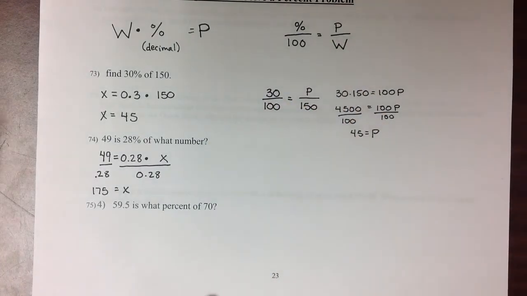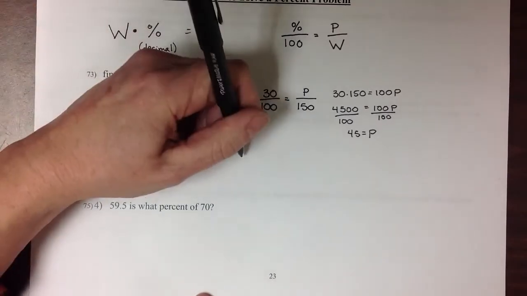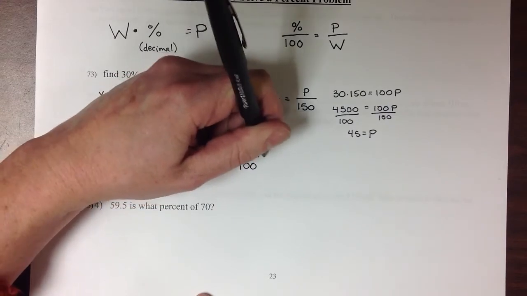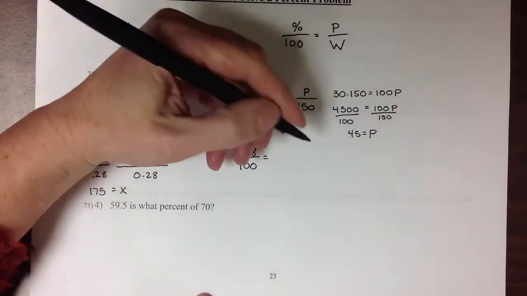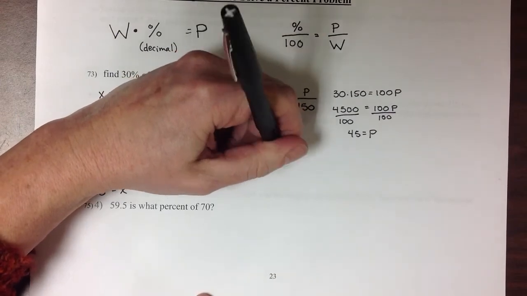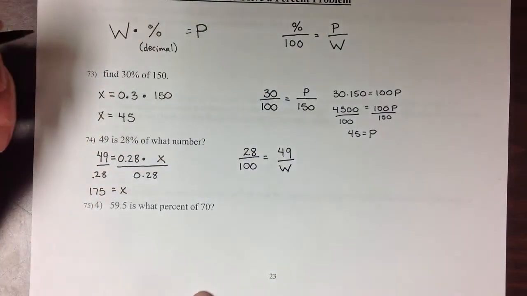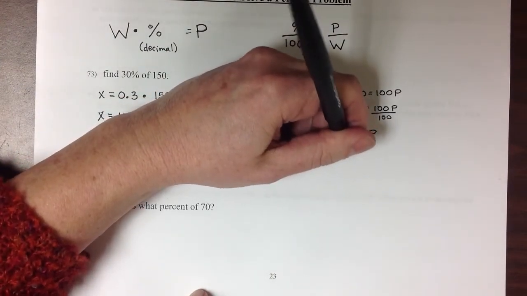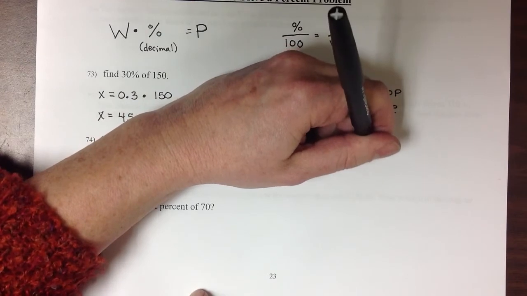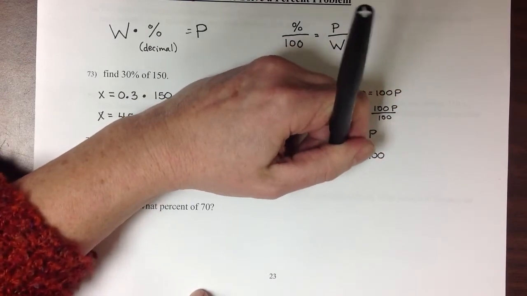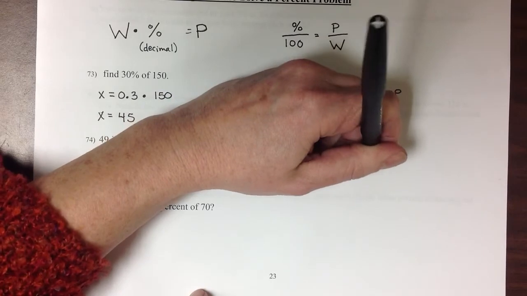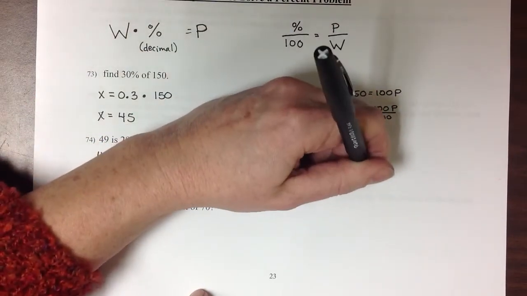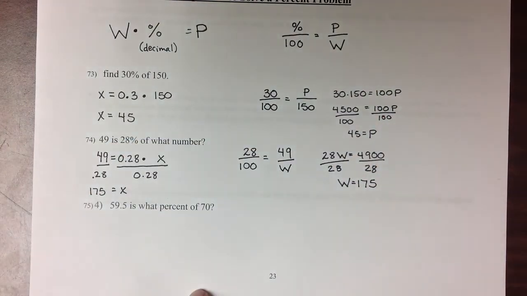To solve the same problem using the percent proportion, I put the 28 over 100. This time, I know that 49 is my part. What I don't know is the whole amount that I started with. So using cross products again, I get 28W is equal to 4,900. I divide both sides by 28, and the W equaling 175 is the result that I would get there as well.